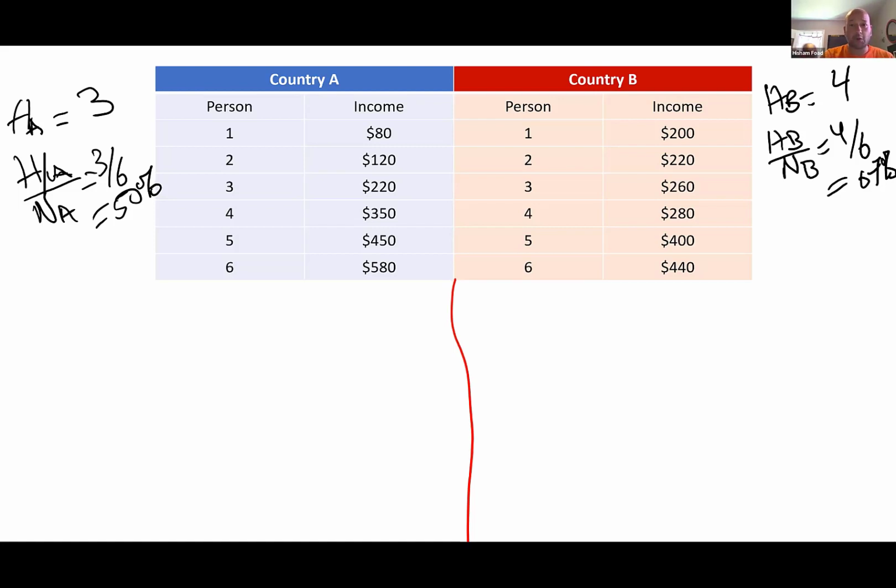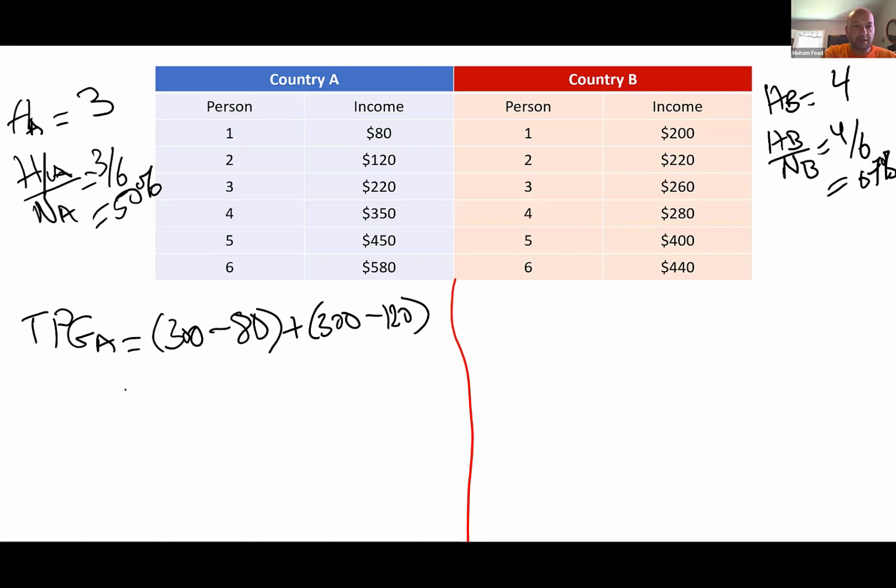Now let's compute the total poverty gaps in both places. The total poverty gap in country A, again, is how much money we need to spend to get rid of poverty. So TPG in country A is going to be equal to 300, which is the poverty line, minus the income for person 1, 80, plus 300 minus the income for person 2, 120, and then 300 minus the income for person 3, which is 220.